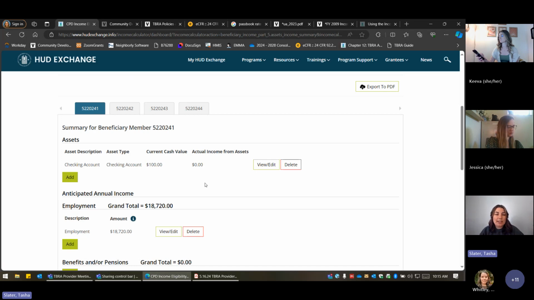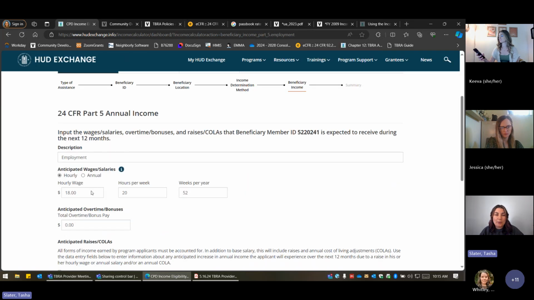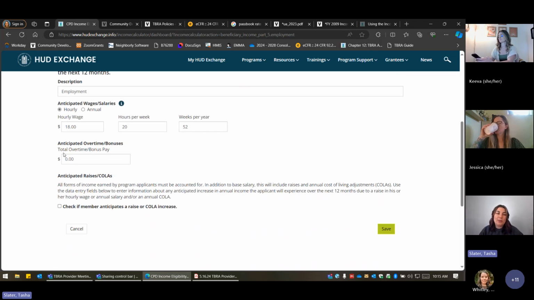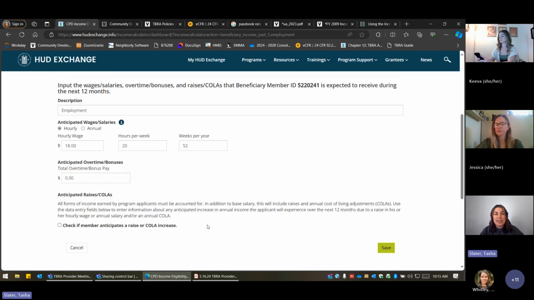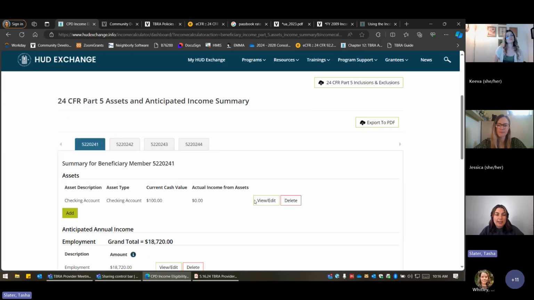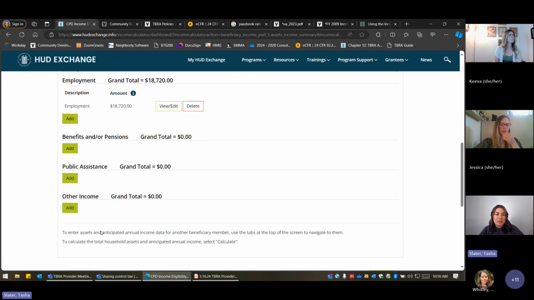Household member number 1 has an income. So I put that they are employed. They make $18 per hour at 20 hours per week, 52 weeks per year. They do not receive overtime or bonus pay, and they're not anticipating a raise or COLA increase, so I did not check this. Again, there's a lot of additional information that I would encourage you to read as you're putting this information in. This person does not receive benefits or pension, public assistance, or other income.